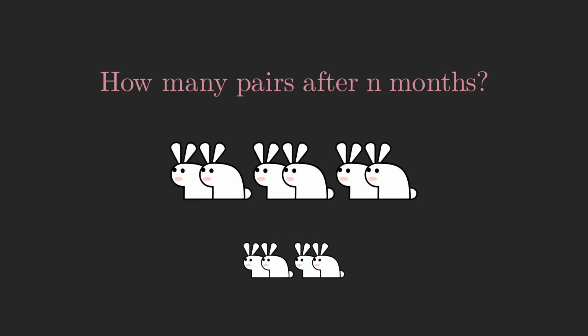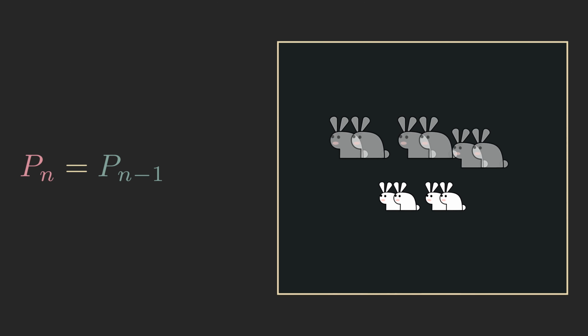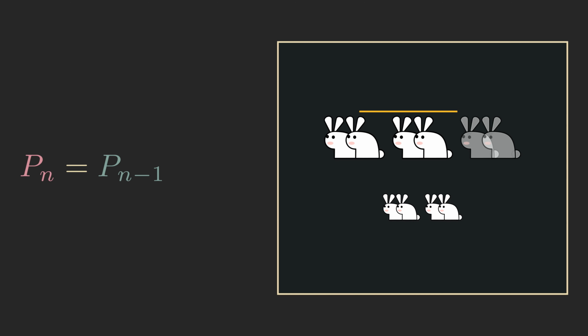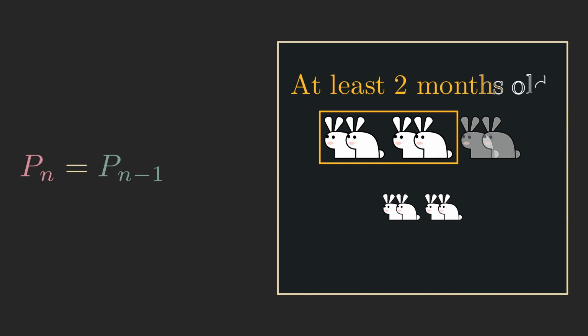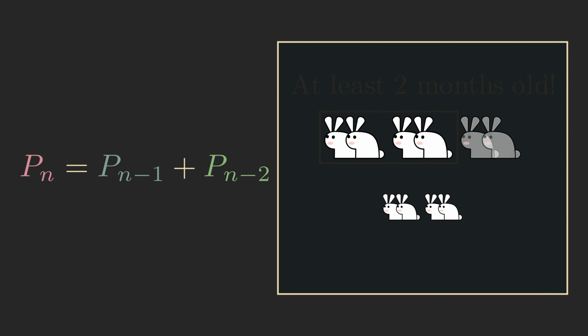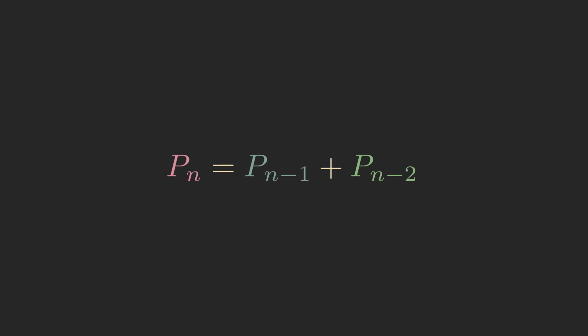And the goal here is to calculate how many pairs of rabbits we'll have by the nth month. Notice, the total number of rabbit pairs will be the sum of the pairs from the previous month and the newborn pairs. Since newborn pairs are produced by pairs that are at least 2 months old, the newborn pairs are just the number of pairs there were 2 months ago. This means the number of pairs in month n will be the sum of the number of pairs in month n-1 and the number of pairs in month n-2.